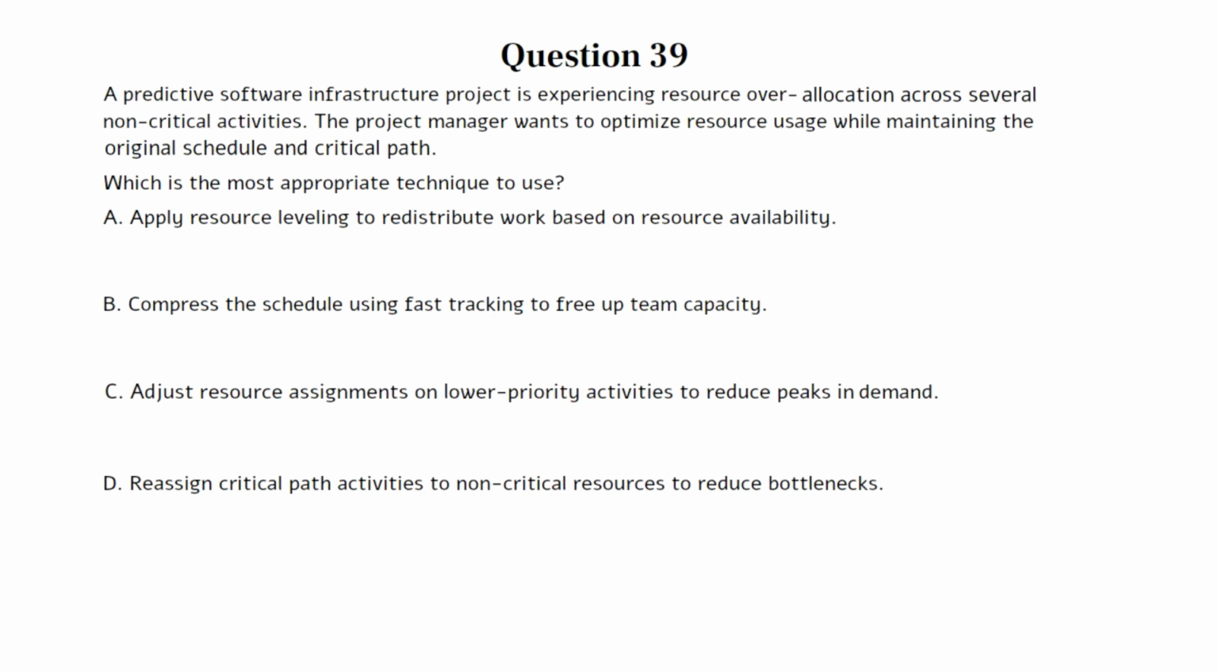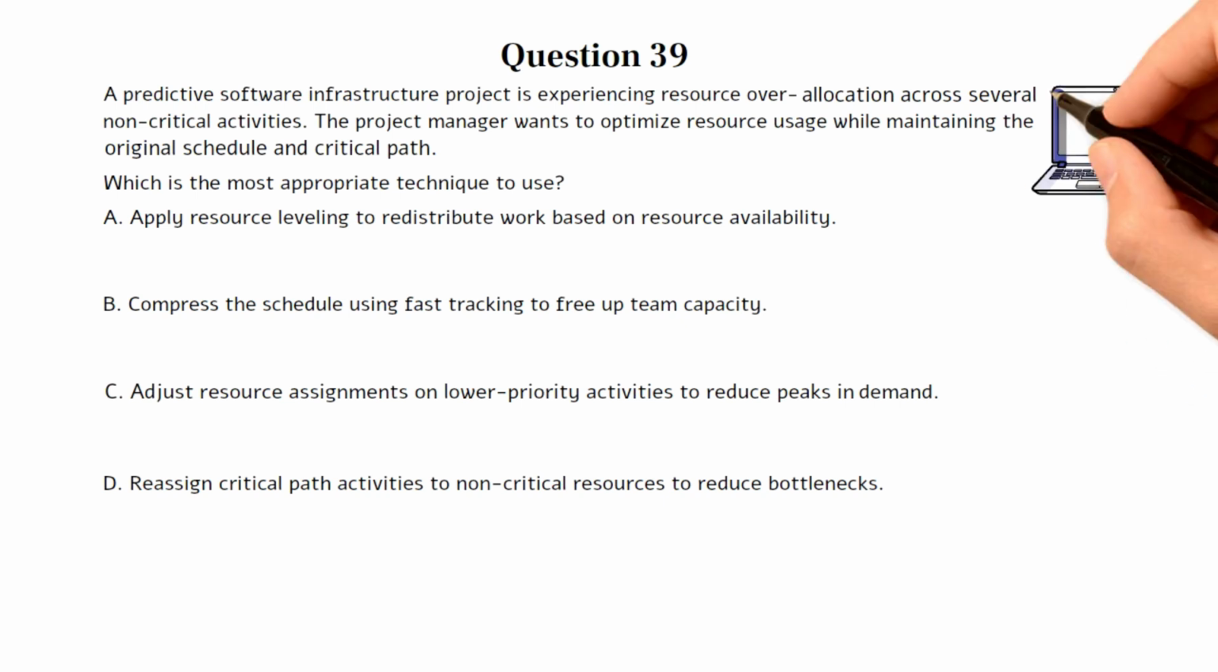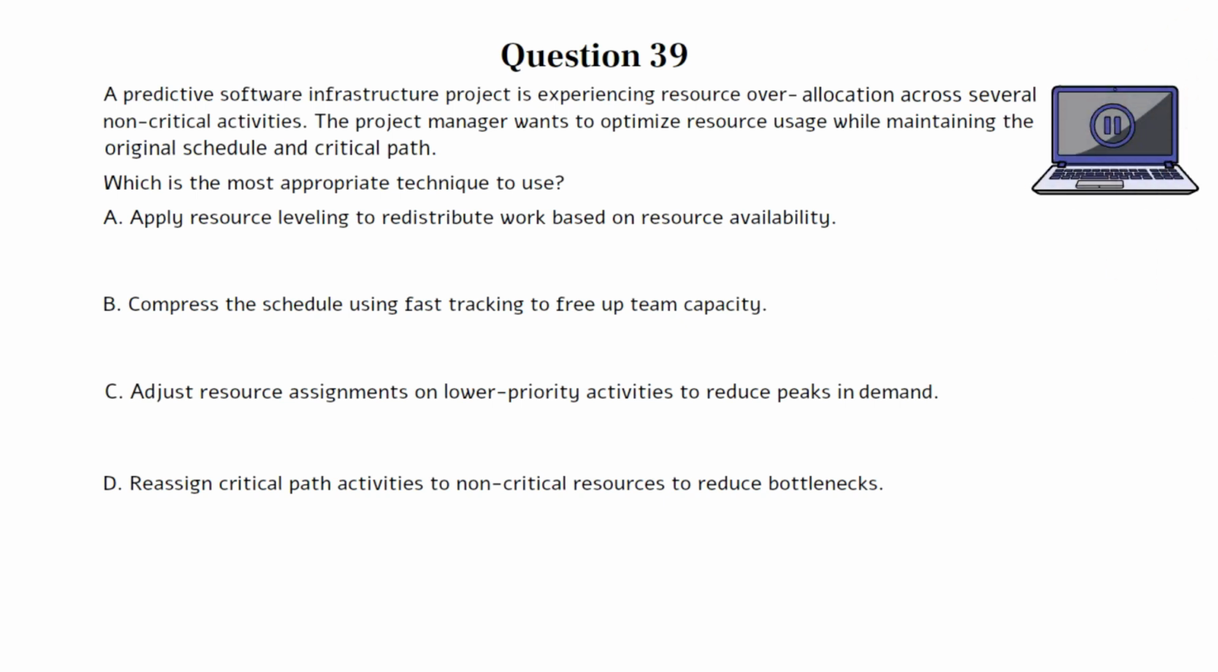C. Adjust resource assignments on lower priority activities to reduce peaks in demand. D. Reassign critical path activities to non-critical resources to reduce bottlenecks. You can pause the video here if you need more time to work on the question. The correct answer is C. This question tests your understanding of two important resource optimization techniques in predictive project management: resource leveling and resource smoothing, and when each should be used. It also examines how these techniques interact with the critical path and schedule baseline.